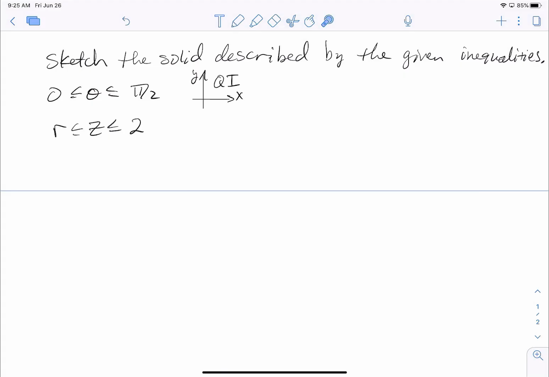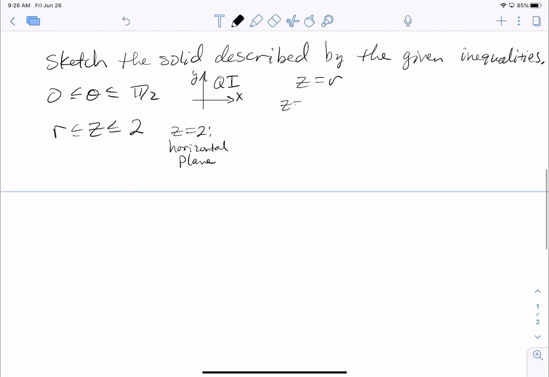r equals z, that's the one we have to deal with. z equals 2 is easy, that's a horizontal plane, 2 units above the xy plane. As for r equals z, or really we would say z equals r, if we convert to rectangular coordinates, it would look like z is equal to the square root of x squared plus y squared. You may recognize that as the equation of a cone, or the top half of a cone anyway.